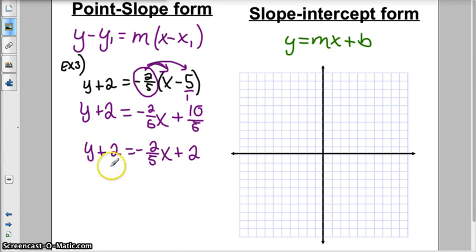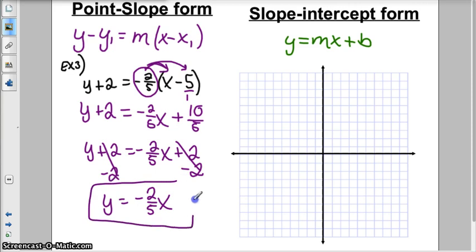And our last step is to move this y sub 1 over, so we're going to go ahead and subtract 2, because it's positive, cancel out, subtract 2, and notice those cancel out as well. So we have y equals negative 2 over 5x. And here, this is slope-intercept form. If you remember, my y-intercept would be 0. It would be a plus 0 there.